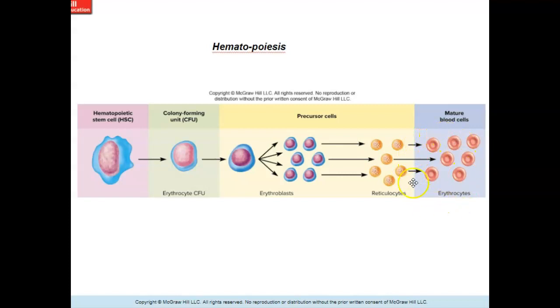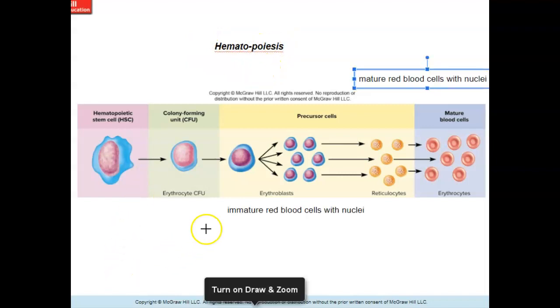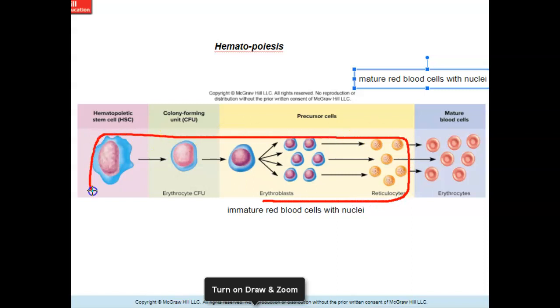And then at the end, we're going to have a mature cell able to transport gases, with no nucleus. These are erythrocytes. Then this is going to be the origin of the erythrocytes. Remember, the concept of hematopoiesis is the formation of the red blood cell. All of these are immature red blood cells with nuclei, and these are mature red blood cells without nuclei.